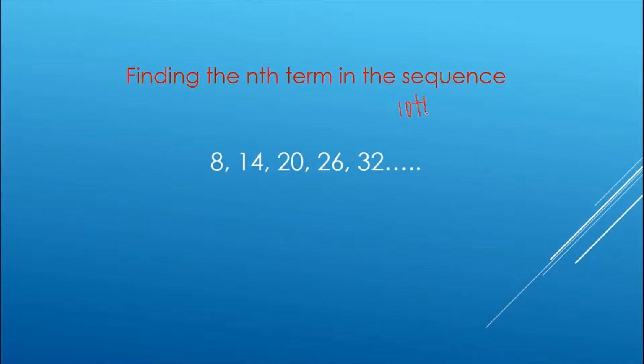Now, still, we're going to find the rule first. What is the rule? We have 8, 14, 20, 26, and 32. The pattern here, I guess, is plus 6. It's because 8 plus 6 is 14, 14 plus 6 is 20, 20 plus 6 is 26, and 26 plus 6 is 32. So since the pattern is plus 6, we have 6n.